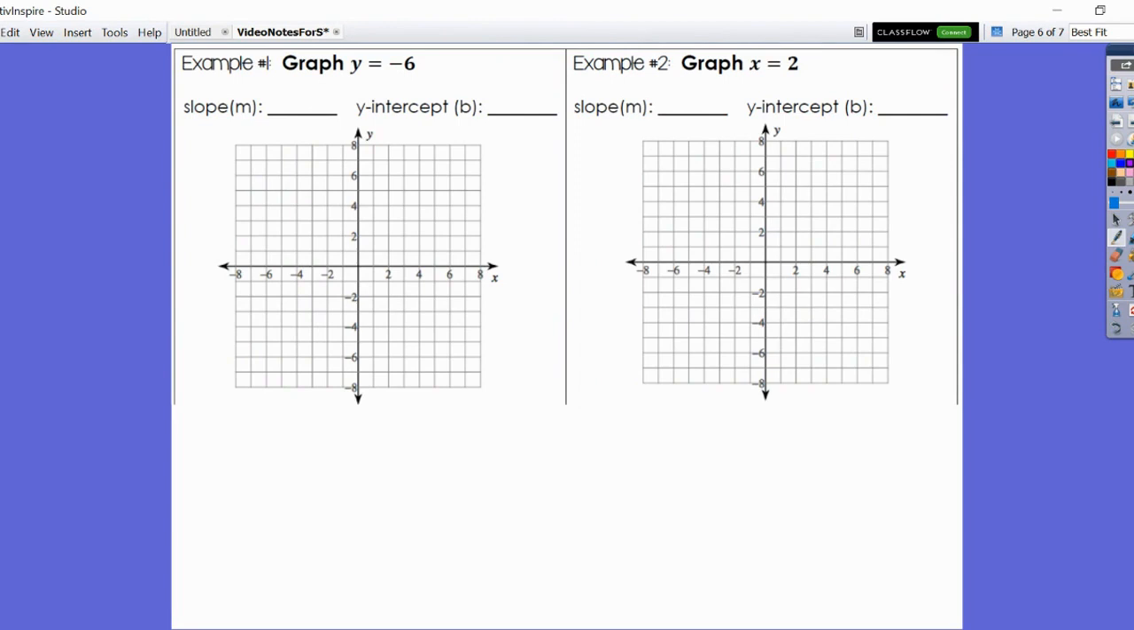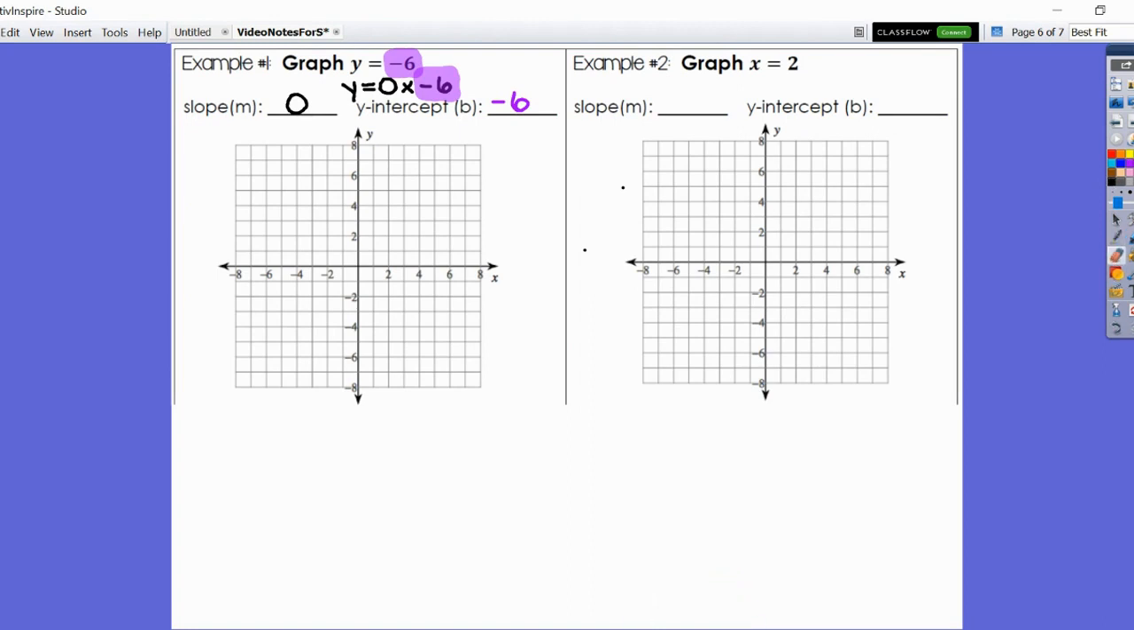I want to graph y equals -6. Well, right away, I'm thinking about this in slope-intercept format. Y equals, I'm missing my x term, so I have 0x. And then after that, I'm subtracting 6. So my b, which is my y-intercept, is going to be -6 for this problem. My slope, because there's no x, is going to be 0.